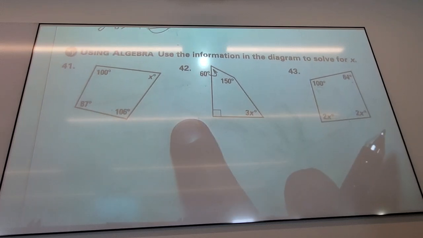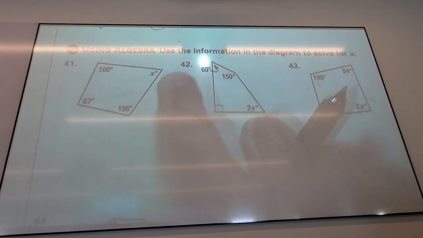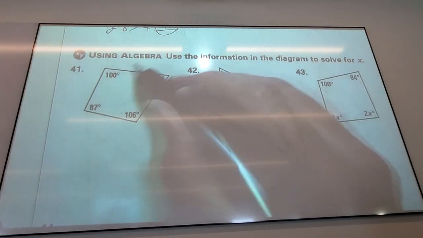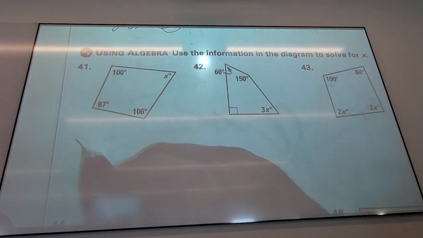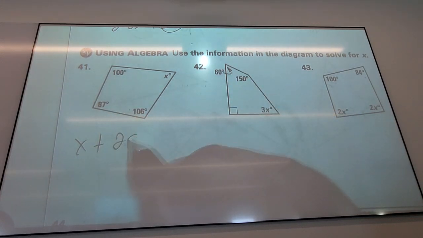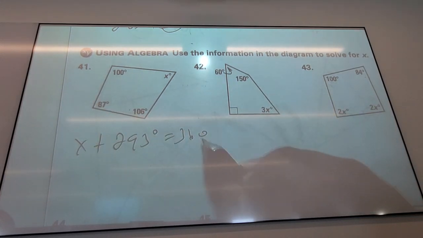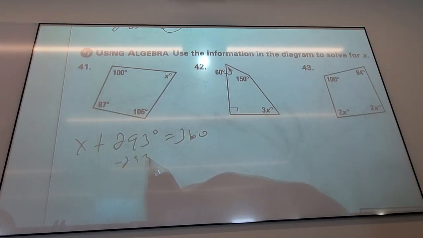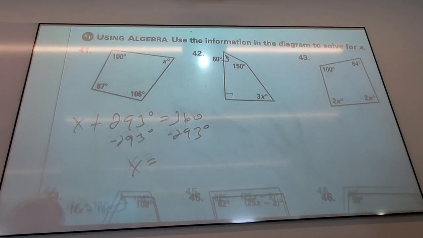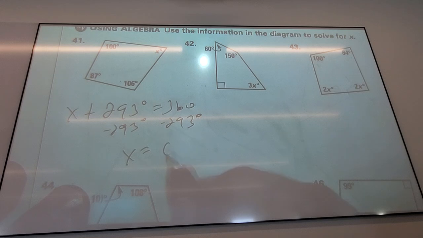Then down here, I got some algebra again. But this one's kind of silly, because I can just do it the same way we just did. So x plus all of these, what is that, 293? Yeah. And then you can just subtract to get what x is. So that would be 67? Yes.